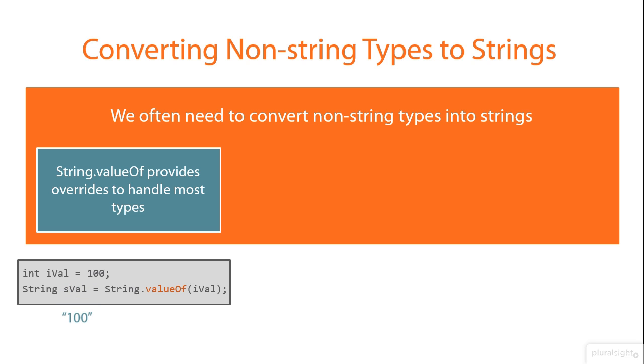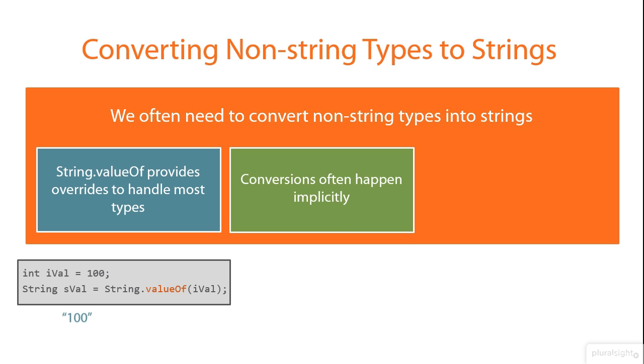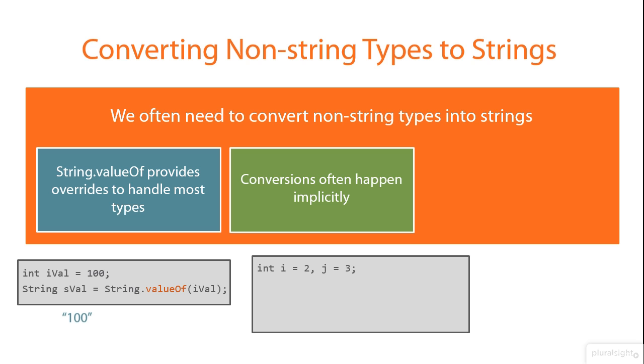Now, valueOf is useful when you need to do those explicit conversions, but very often Java will take care of doing conversions to strings for you automatically. Let's say we have some code here where we have two integers. i has a value of 2 and j has a value of 3. If I say result equals i times j, and I now want to display out to the user a full string showing the operation and the result.